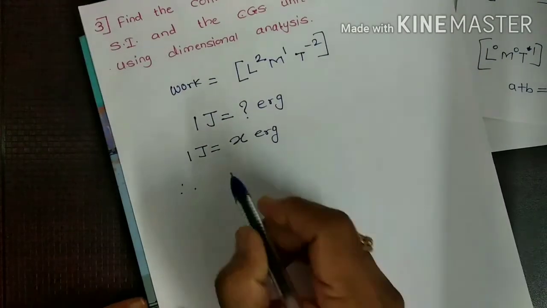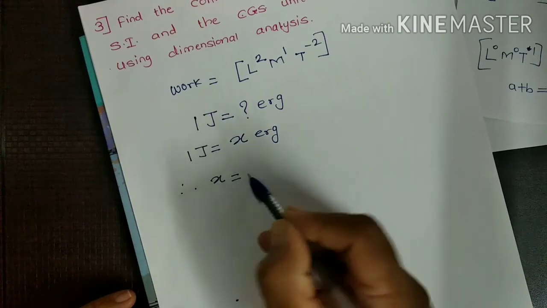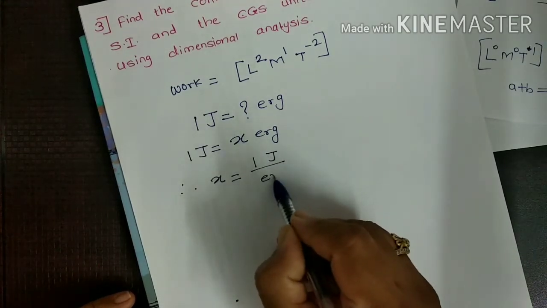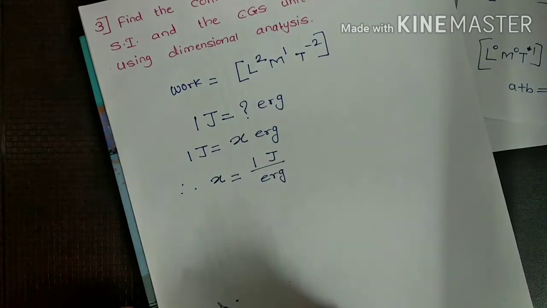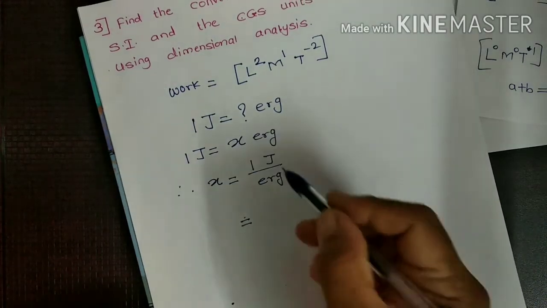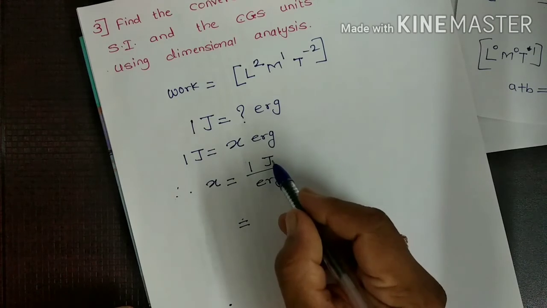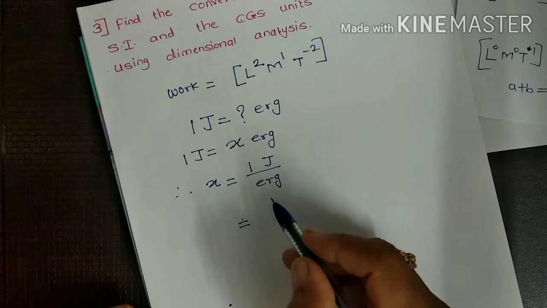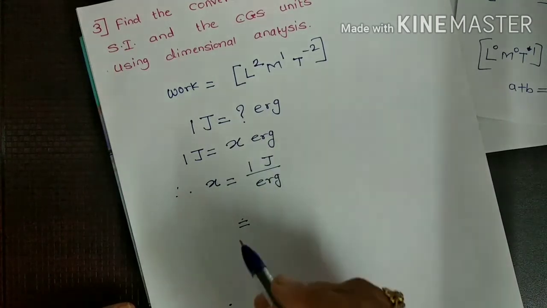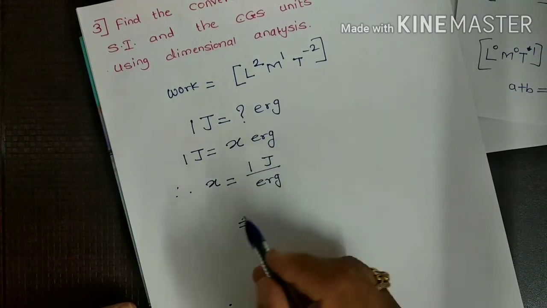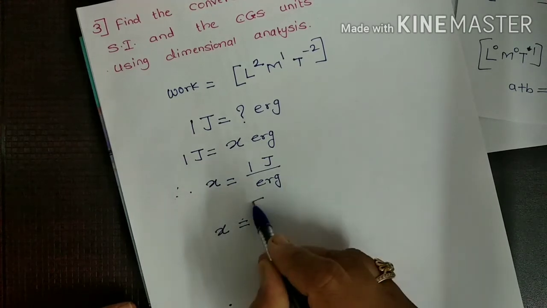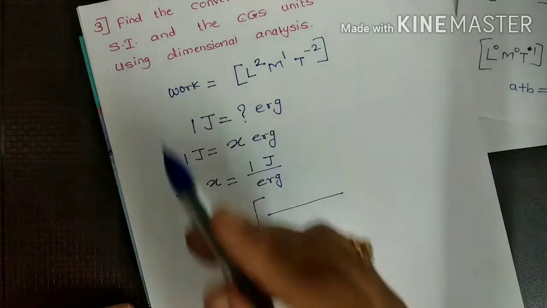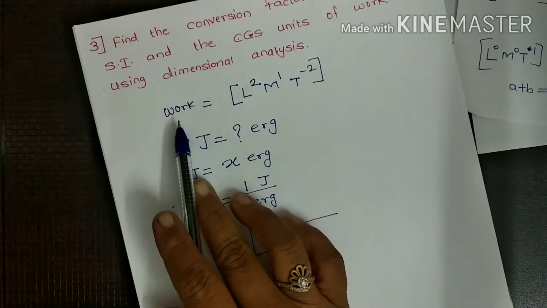Therefore x is equal to 1 joule upon erg. Okay, so joule is the MKS system unit and erg is the CGS system unit. That's why here we have to write down dimensions two times, because the term is the same, the physical term is work.